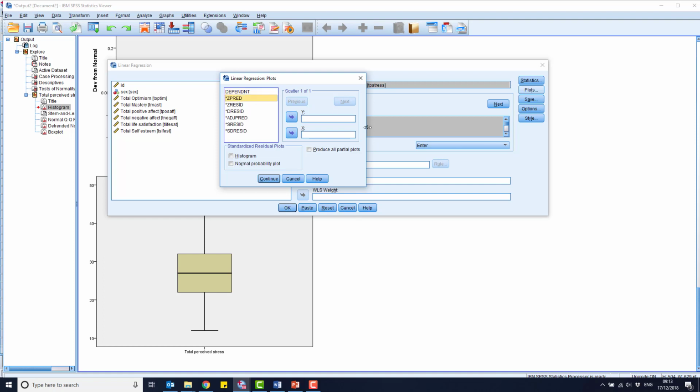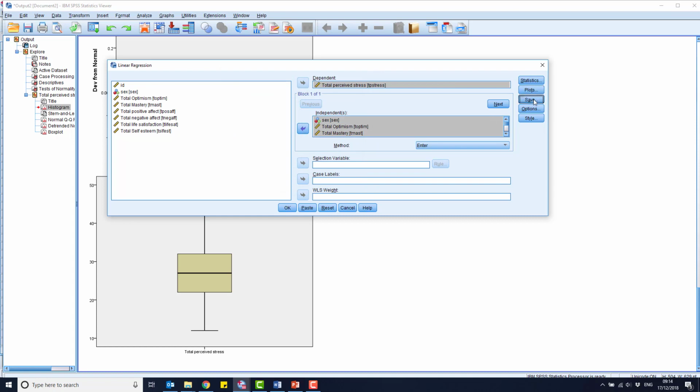So we choose the standardized predicted value, which is represented by Z-pred, and put that into the x-axis, and Z-residual, that's the standardized error, into the y-axis. I'm going to ask it to produce all partial plots as well, because that will tell me something about the relationships between my predictors and outcome separately, and I'll also ask for a histogram and normality plot for my standardized residuals. So you don't have to go the whole hog with this, but that's what I'm going to do. I'll click continue, and I'll go to save.